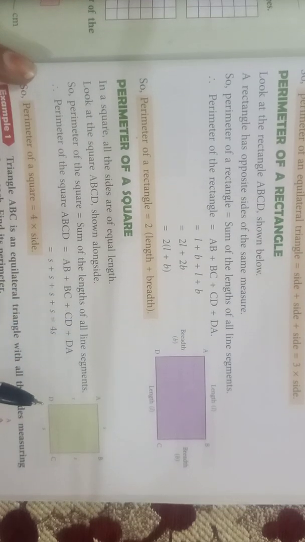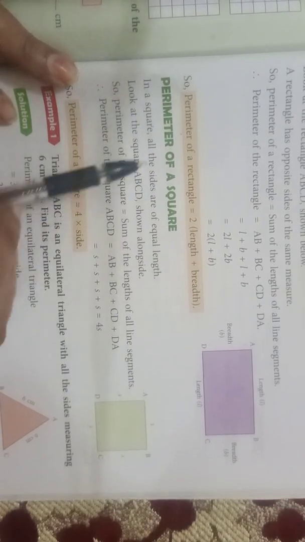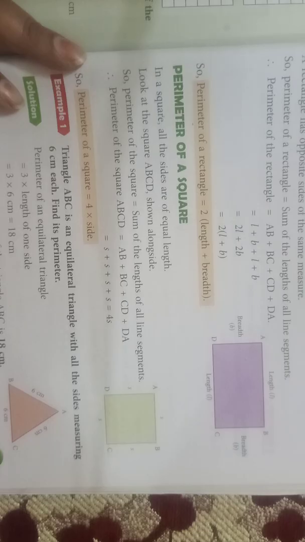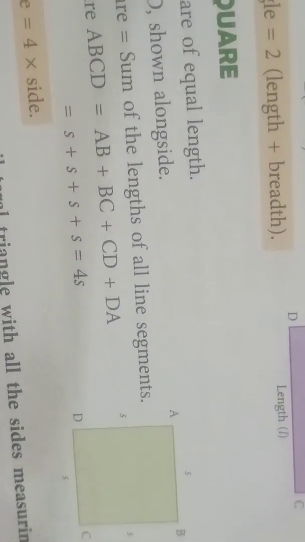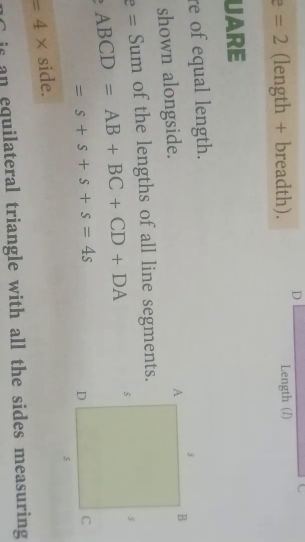We will solve some examples on it. Just now understand what I am explaining. Now perimeter of a square. Now this is a square. As you all know, a square is equal in all sides. A square is equal in all four sides. It has equal sides.